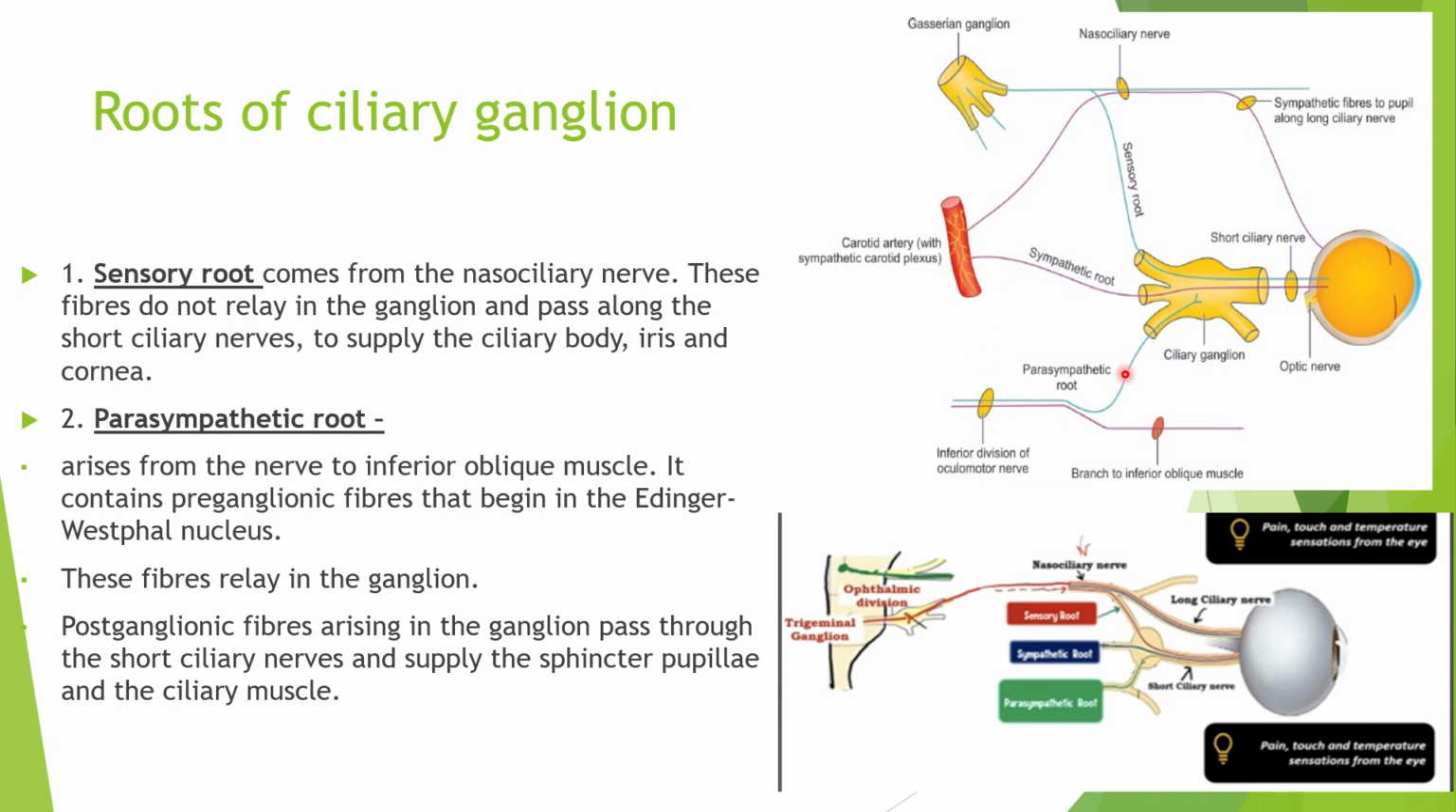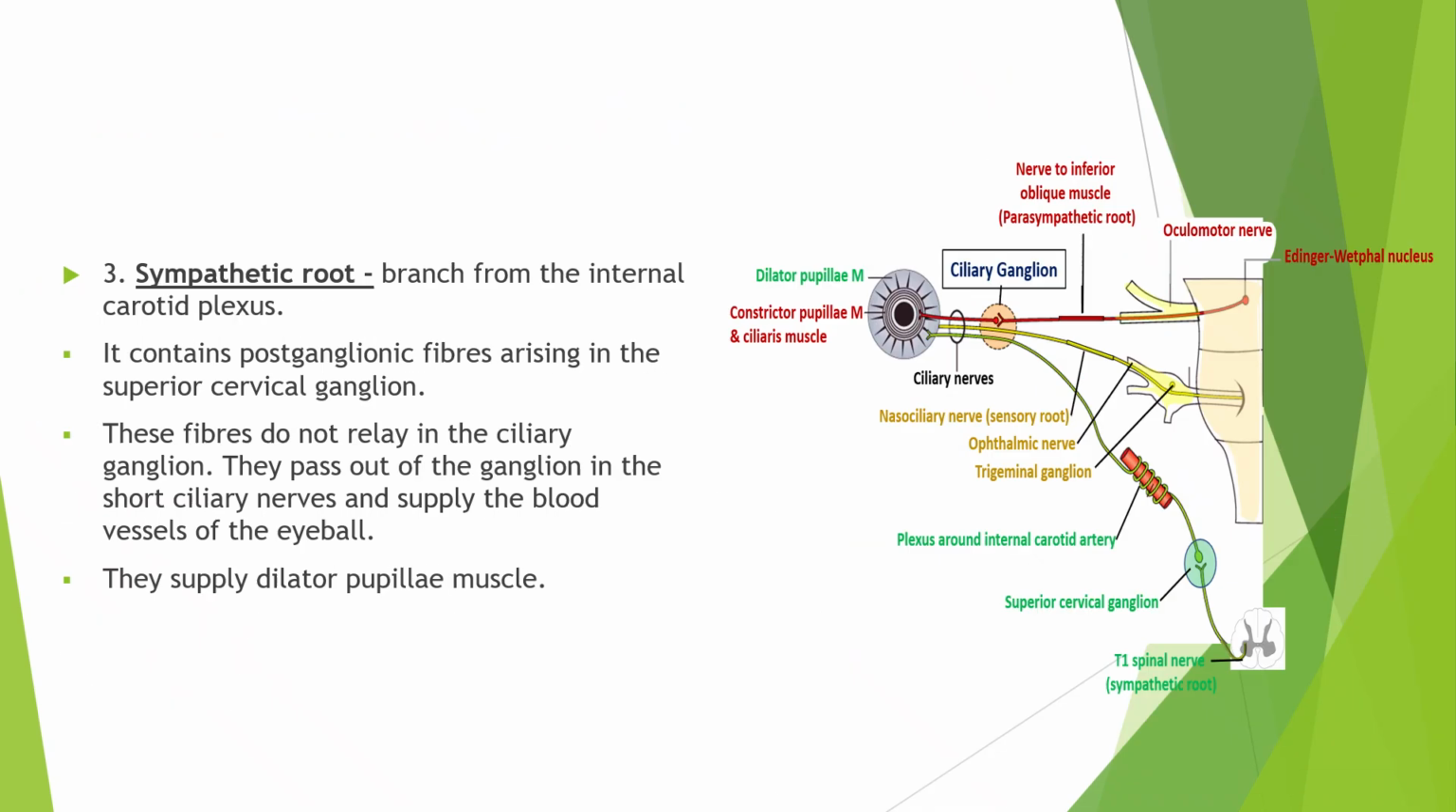The parasympathetic root arises from the nerve to the inferior oblique. It contains the preganglionic fibers coming from the Edinger-Westphal nucleus, then they relay in the ciliary ganglion, and then the postganglionic fibers from this ganglion pass through the short ciliary nerves and supply the sphincter pupillae and the ciliary muscle.